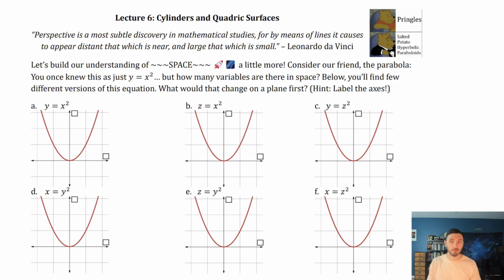So we're used to the parabola as y is equal to x squared, but we have more variables in play when we're graphing in x, y, z space. So how many different combinations can you create? Well, you can do y is equal to x squared, or z is equal to x squared, or y is equal to z squared, or x is equal to y squared, or z is equal to y squared, or x is equal to z squared. These would all be parabolas on their own respective planes.